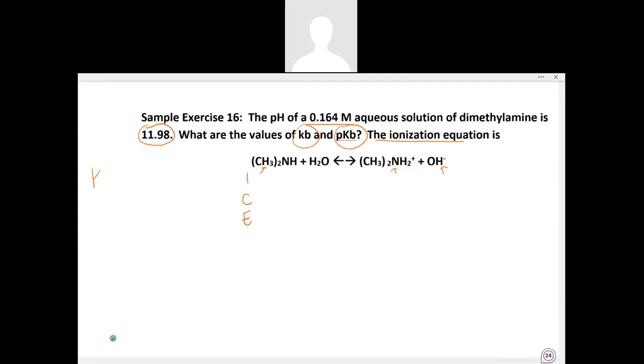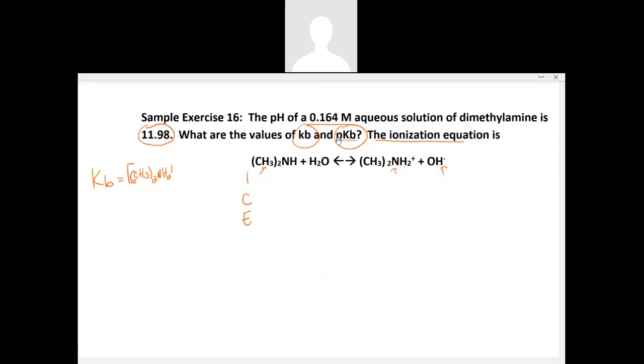We know that Kb is going to be the concentration of our product, so that's going to be (CH3)2NH2 plus, and then we have our hydroxide ion concentration as well. Below that we'll have our dimethylamine, our starting base, weak base rather. So here we have our Kb expression, products over reactants. Let's plug in some values here.